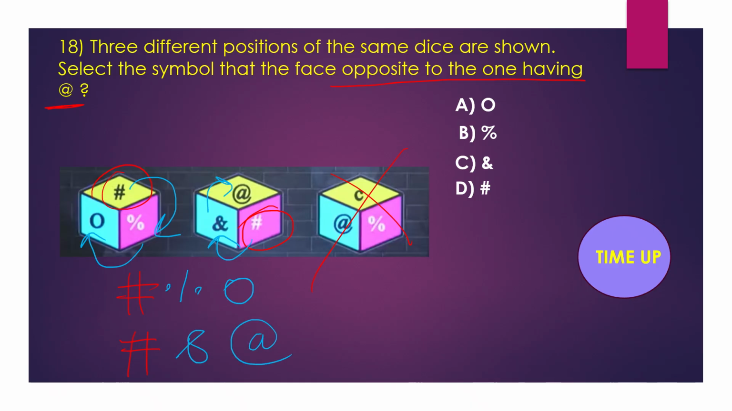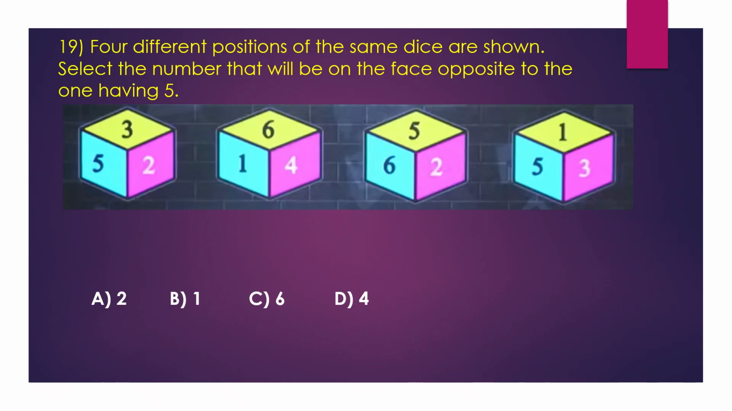So they have asked what is the opposite of at. So what is the opposite of at? O. Okay, so O is the answer. 19th question on your screen. So here you have four dices and they have said find the opposite to the one having 5. So opposite to 5 you have to find out and your timer starts now.